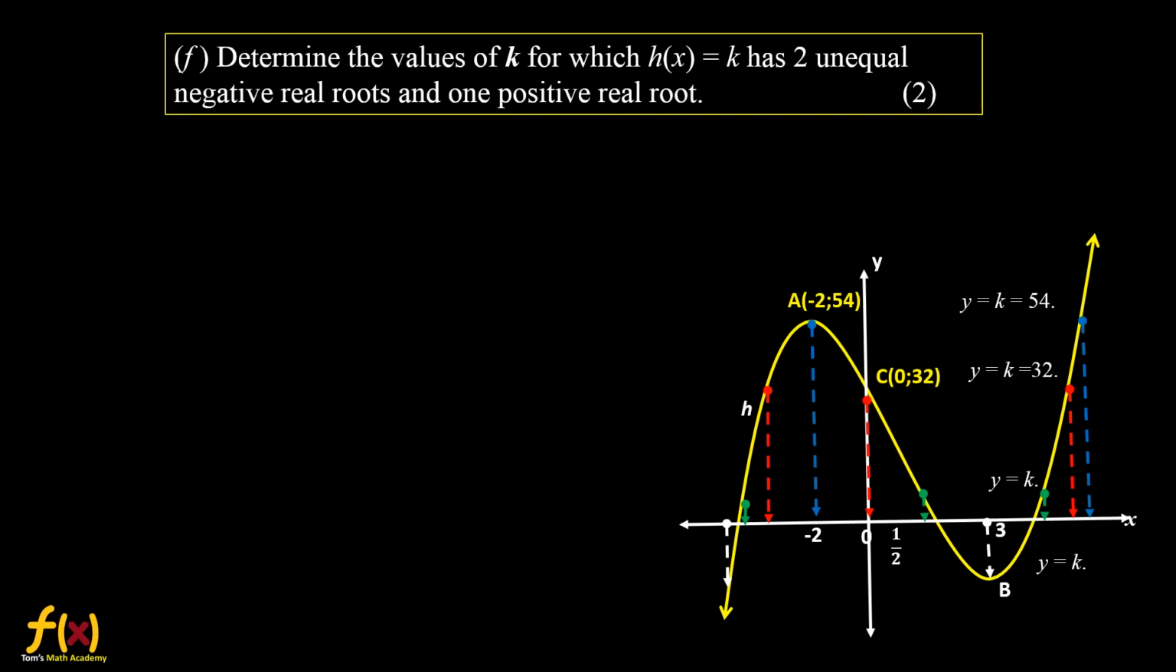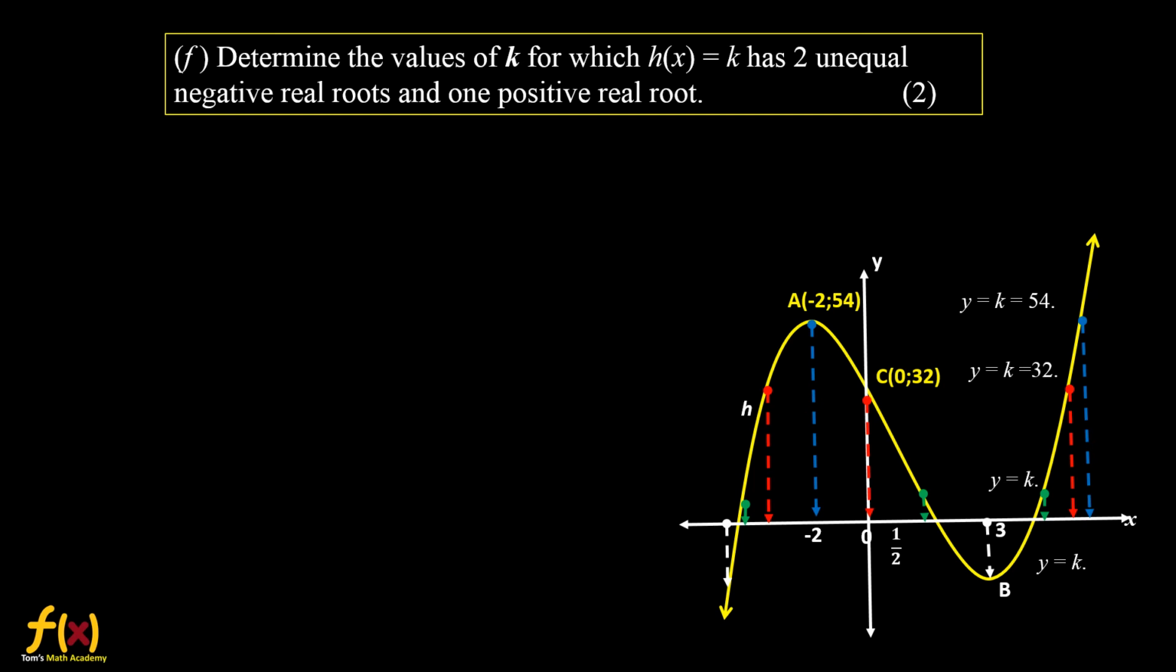Determine the values of k for which h(x) is equal to k has two unequal negative real roots and one positive real root. Only 2 marks, good people. These are very clever questions. H(x) equal to k, meaning another line, y equal to k, like that. So we need 2 negative real roots and 1 positive real root.